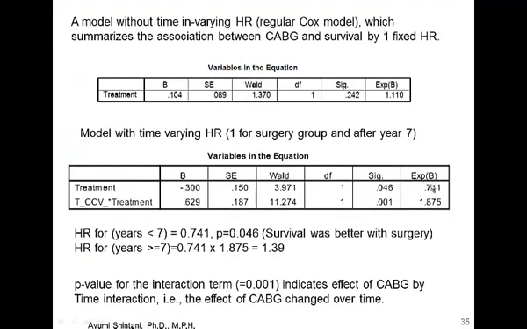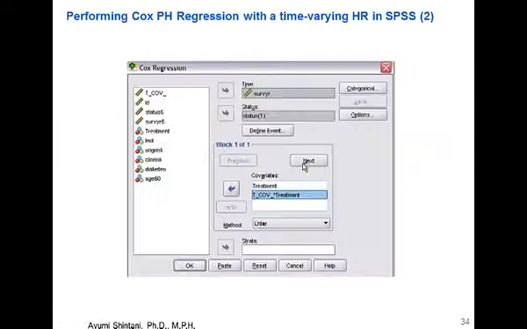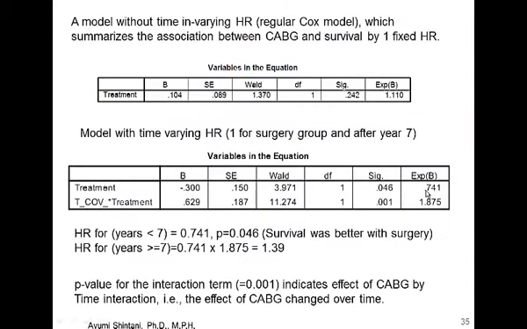Let me repeat again. The exponential beta for treatment is the hazard ratio for death by CABG before 7 years, which is statistically significant. That means up to 7 years, we saw a significant difference by CABG. Then if you look at the interval after 7 years, you can compute the hazard ratio by multiplying 0.741 and 1.875, which is 1.39. That's the hazard ratio of death by CABG for time after 7 years.